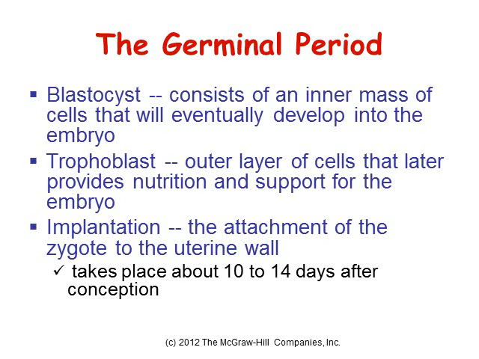In the germinal period, the blastocyte, which consists of an inner mass of cells, a lot of different cells in one, will eventually develop into an embryo. And then implantation is the attachment of the zygote to the uterine wall, and that takes place about 10 to 14 days after conception.